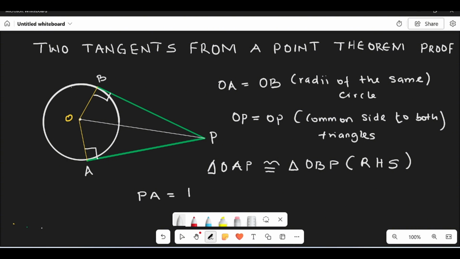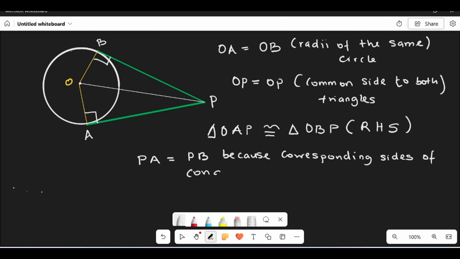PA equal to PB because corresponding sides of congruent triangles are equal. That is the proof for the theorem.